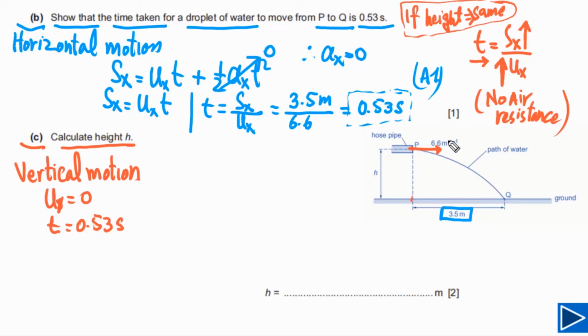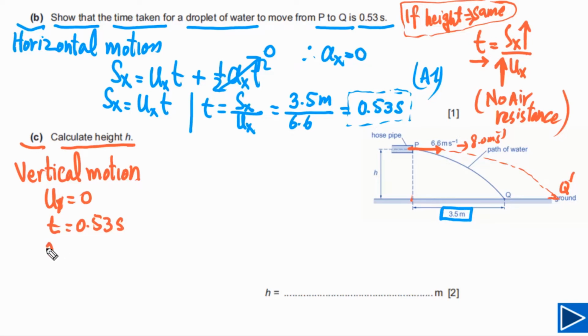Imagine that in this case we increase this velocity to 8.0 meters per second. So in this case the horizontal displacement will increase. So maybe the ball will reach this point. We can say this is Q prime. But time taken will still be the same because it is independent of the horizontal component of velocity. Very important point. They can ask you this next time in a different way.